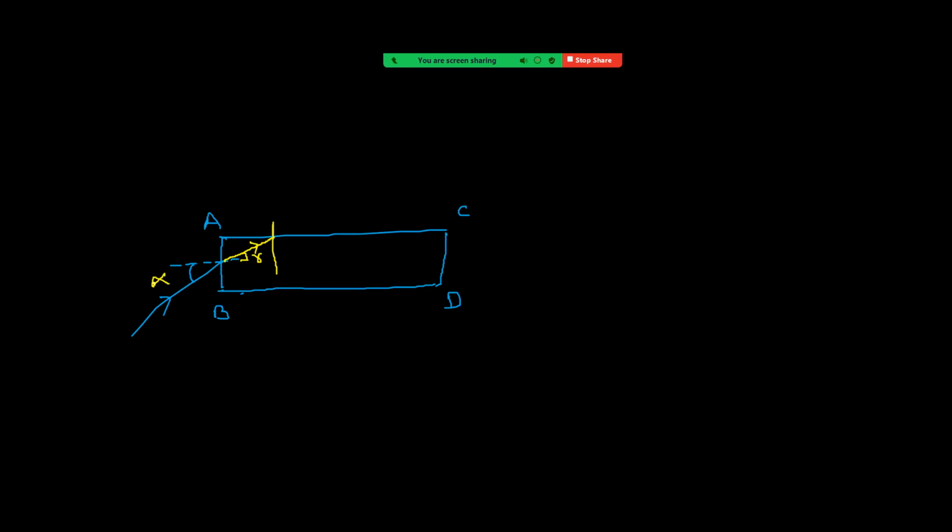Let us take now Snell's law at AB boundary. See what we can write. It is N2 sine alpha, that is equal to N1 sine R, with the condition given that N1 is greater than N2. Okay, so I'm making this one a little bit bigger here.